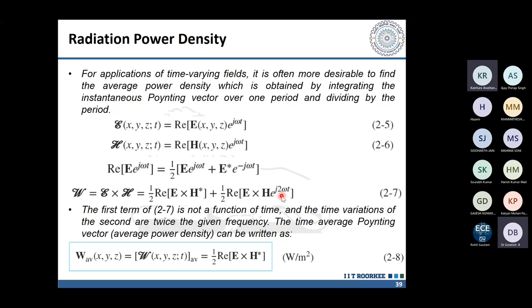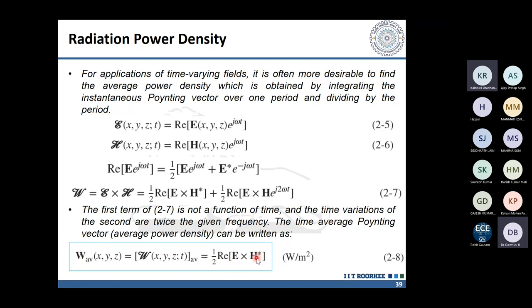In your AC circuits, you would have already come across that there are two components of power. One is the DC part, and the other is an AC part, which is varying at twice the frequency. We are interested in the average power density, so we want to take the time average of it. The second part becomes zero, because it is varying at twice the frequency and sinusoidally, so its average is zero. This is the time independent part. So we are left with only this part, which is the average power density. The average power density is given by half the real part of E cross H conjugate.